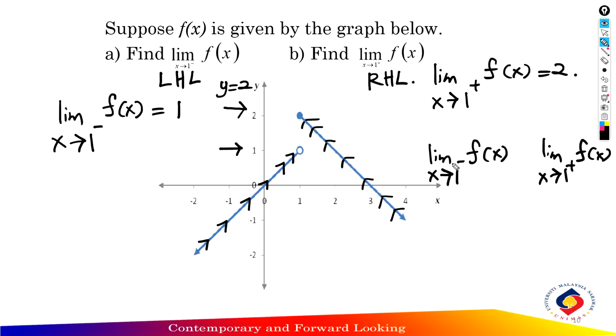If you compare the left-hand limit and the right-hand limit of the function, the limit as x approaches 1 from the left is 1, and the limit as x approaches 1 from the right is 2. Okay, so the left-hand limit and the right-hand limit here are not the same, so here you put the not-equals sign. And the limit of f(x) does not exist.